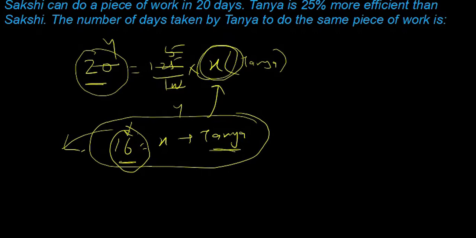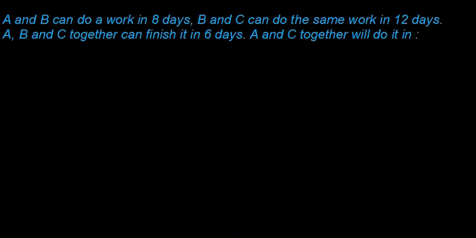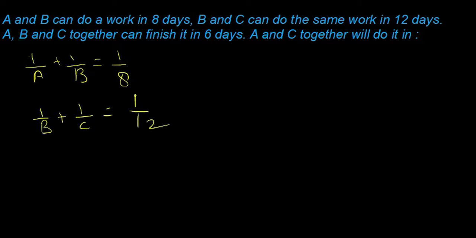Okay, let's come to the next problem. A and B can do a work in 8 days. B and C can do the same work in 12 days. A, B, C together can finish it in 6 days. So I think it's more of an equation problem. Let's write down the equations: 1/A plus 1/B is equal to 1/8, and 1/B plus 1/C is 1/12, and 1/A plus 1/B plus 1/C is equal to 1/6.